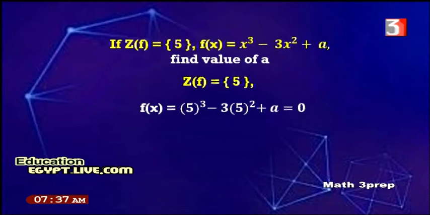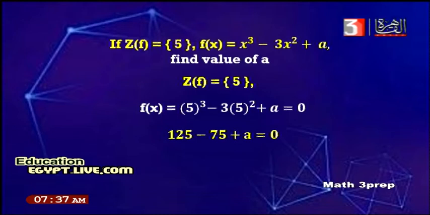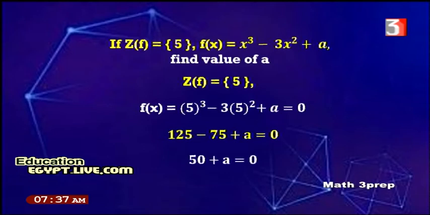By substituting, 5 to the power of 3 equals 125, minus 3 times 5 to the power of 2 is 75, plus a equals 0. By collecting like terms, it is 50 plus a equals 0. And in this case, we can say that the value of a equals negative 50.